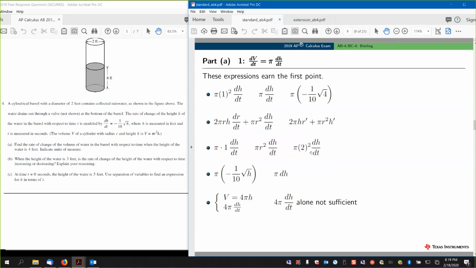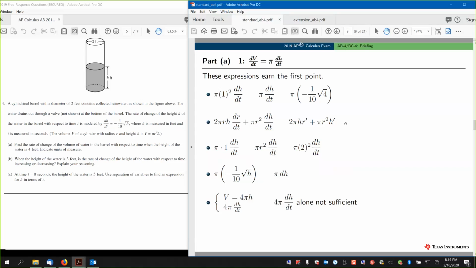So in the first bulleted item, each one of these responses would earn the first point. I think you can probably agree we can see in each one of those responses the pi times, we can see the dHdt, and we can see that the radius is equal to 1, implied at least in those 3 versions.